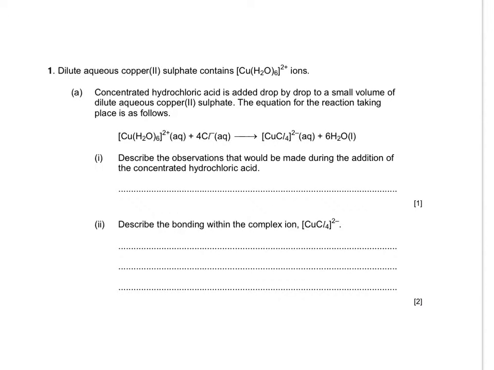So in this question, it says that dilute aqueous copper 2 sulfate contains [Cu(H2O)6]2+ ions, just like the ones that we've been looking at. It says concentrated hydrochloric acid is added drop by drop to a small volume of dilute aqueous copper 2 sulfate. It gives you the equation we just looked at a couple of screens ago. They want us to describe the observations that would be made during the addition of the concentrated hydrochloric acid.